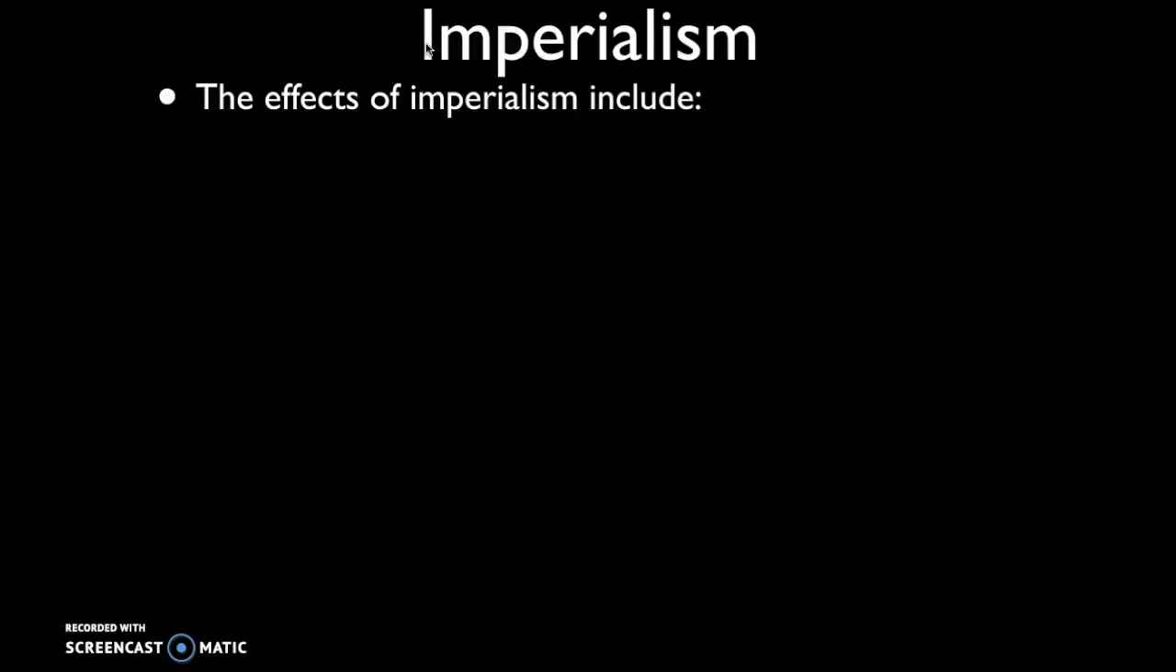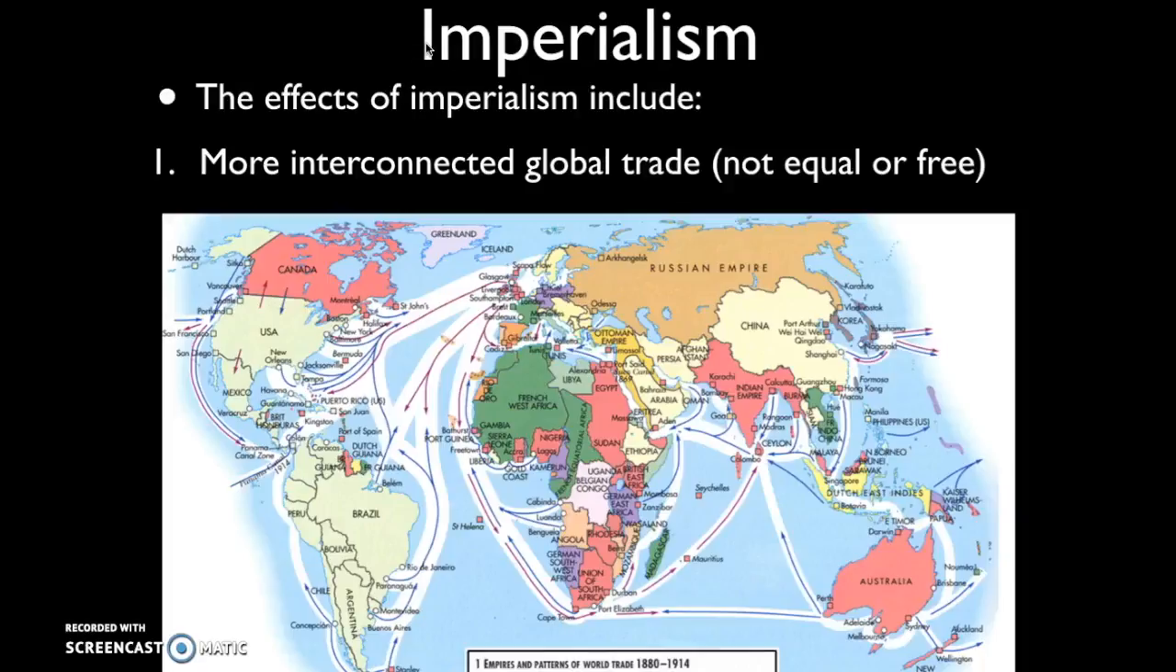In other words, what were the effects of imperialist policies? They included a number of things. First, more interconnected global trade. We saw this in period 4, the beginnings of global trade. With the formation of the first maritime empires, it's only going to increase and grow larger as a result of the increased globalization of empires.